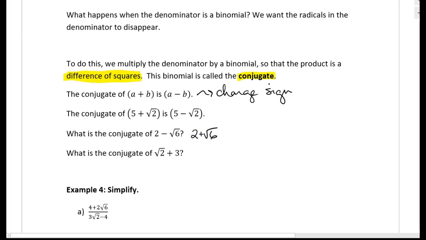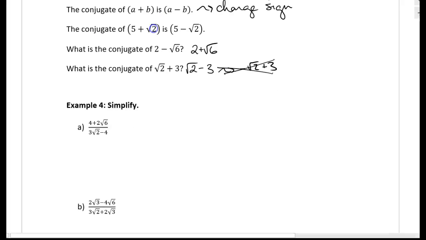What do you think the conjugate is going to be of root 2 plus 3? Well, you've got a couple options. Either you can write it as root 2 minus 3, and that's actually your best option. We could hypothetically rewrite it as negative root 2 plus 3 and change the sign of the first one, but that can get kind of confusing. So changing the interior sign is always your best bet.